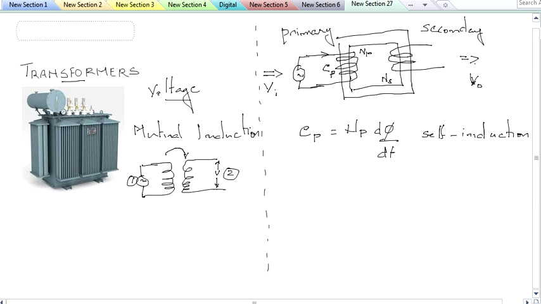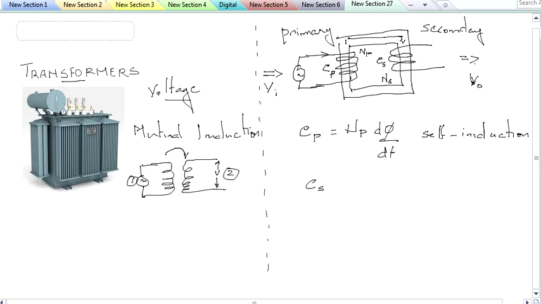This constitutes self-induction, right? So initially an EMF, EP, is induced in the primary coil, but the changing flux is also linked with the secondary coil, and therefore an EMF is induced in the secondary coil, which is called ES. And this is due to mutual induction, as we saw in the principle.